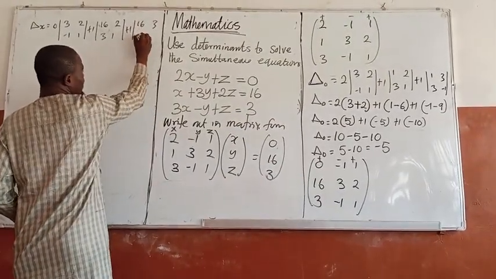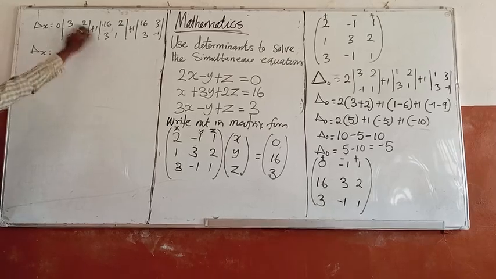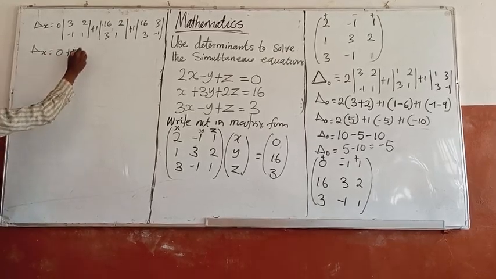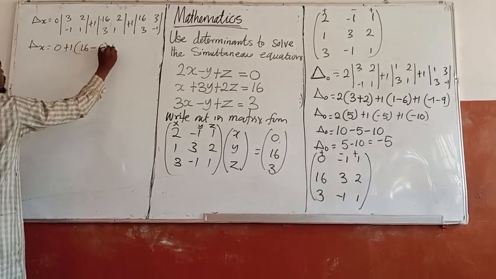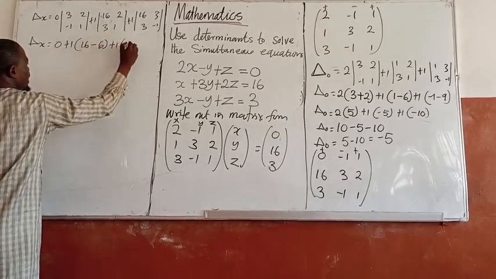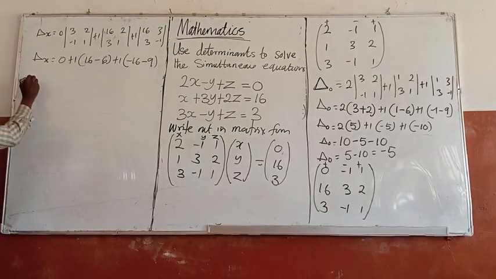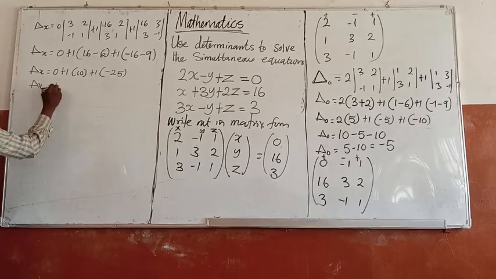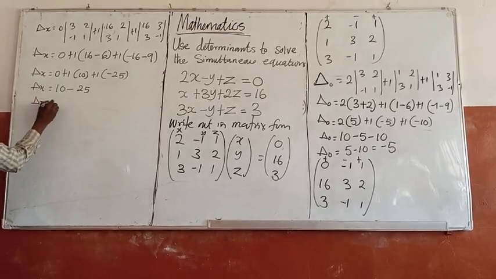16, 3, 3 minus 1. So this is what I have. I have delta s is equal to 0 multiplied by everything is 0, plus 1, 16 times 1 is 16, minus 3 times 2 is 6, plus 1, minus 1 times 16 is minus 16, minus 3 times 3 is now 9. We have delta s is equal to 1 times 10 is 10, plus times minus is minus 25. We have delta s is equal to minus 15.